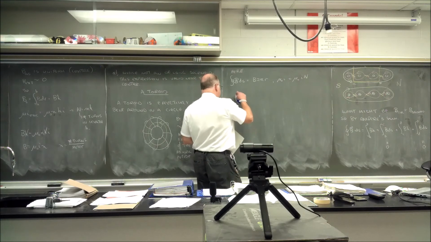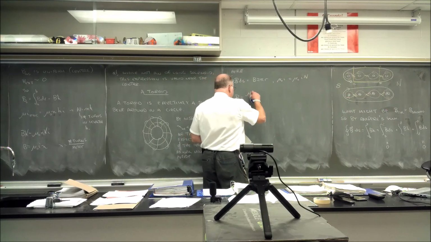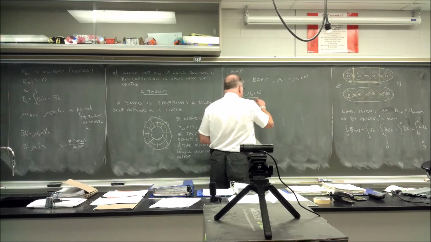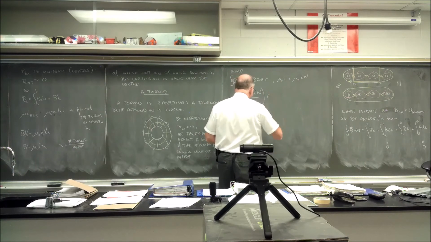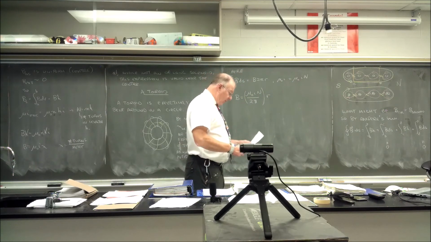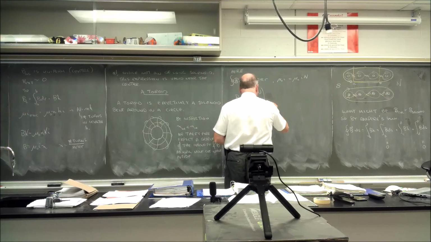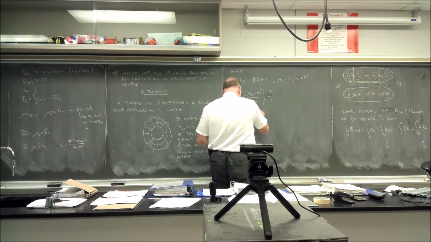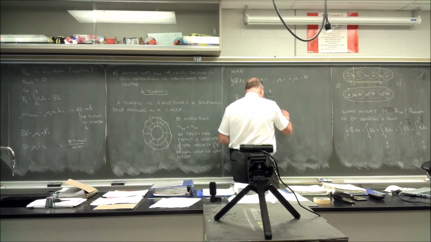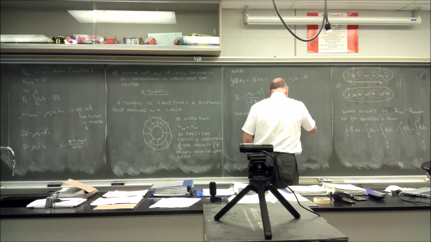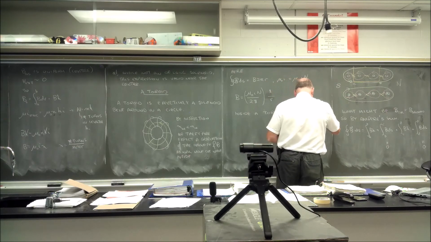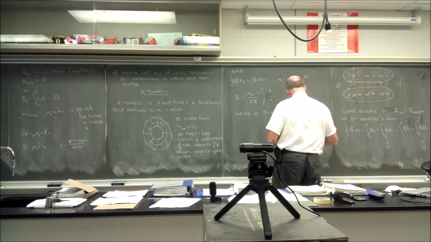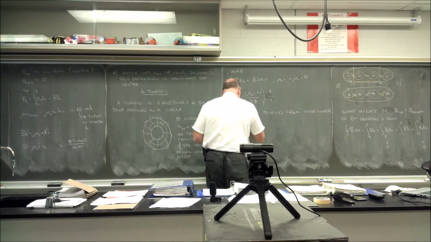And so we just put this together, and we get mu naught I n over 2 pi quantity times r. Sorry, I misspoke. Times 1 over r. So inside a toroid, from inner to outer, the magnetic field is inversely proportional to that range.